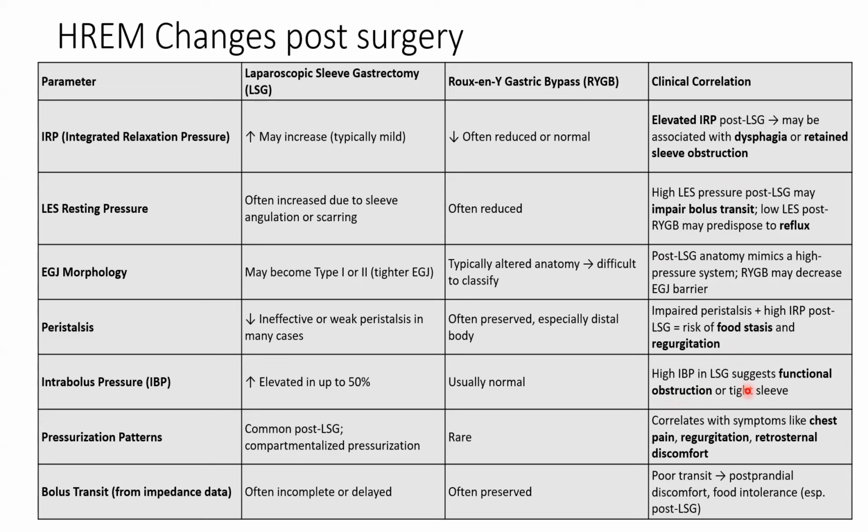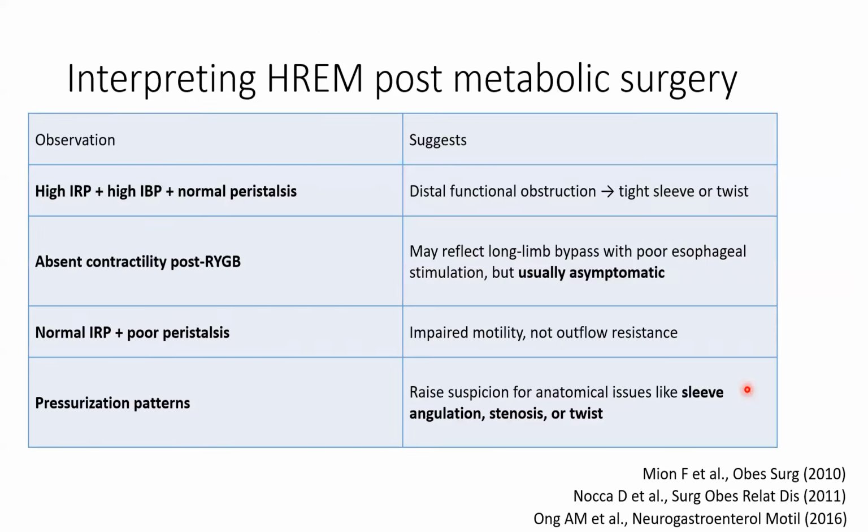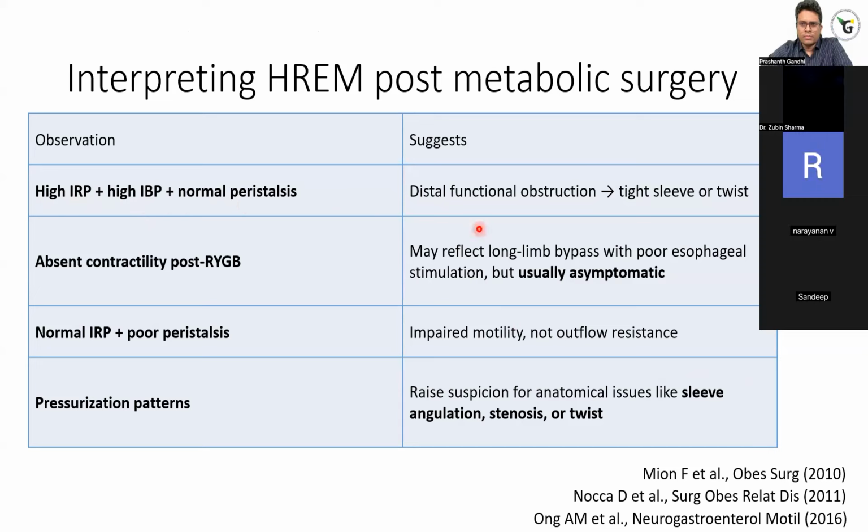This problem is not there with an ESG because endoscopically we are leaving the fundus open, but it can cause symptoms if there's too tight a sleeve, because with a laparoscopic sleeve they're not suturing, they're putting it directly into a stapler, so it may cause a much tighter sleeve gastrectomy. So how do you interpret this? If a patient comes to you with dysphagia post lap sleeve, look for high IRP, high IBP, and normal peristalsis. It is definitely a tight sleeve, or sometimes there can be a twist on the sleeve also.